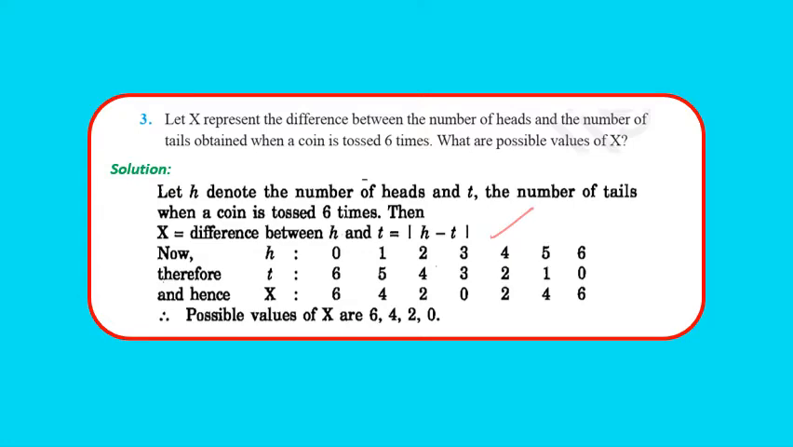So if h equals 0, t is 6, so x equals 6. If heads is 1, tails will be 5, so the difference is 4. If heads is 2, then tails is 4, so x will be 2. If heads is 3, then tails is 3, so the difference will be 0. If heads is 4, tails is 2, so the difference is 2. If heads is 5, then tails is 1, so the difference will be 4. And if heads is 6, tails is 0, so the difference will be 6. So the values of x will be 6, 4, 2, or 0. Clear? So pause and note down the solution.